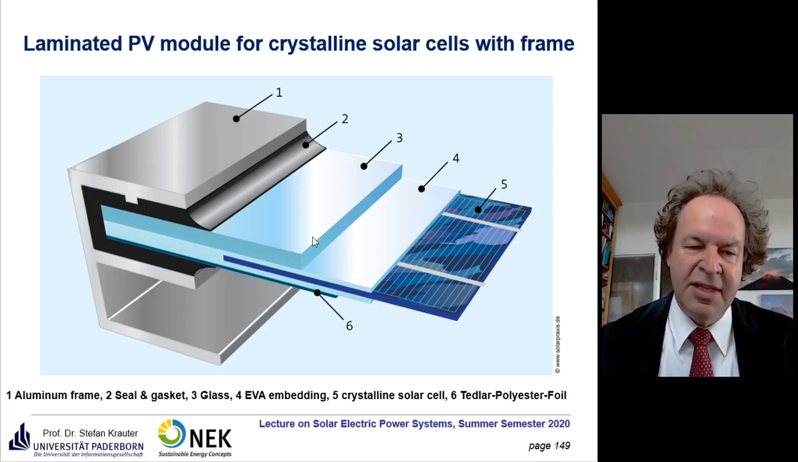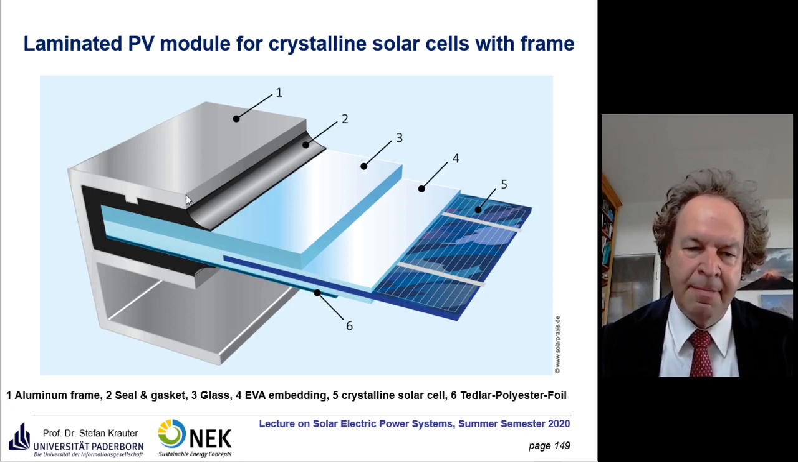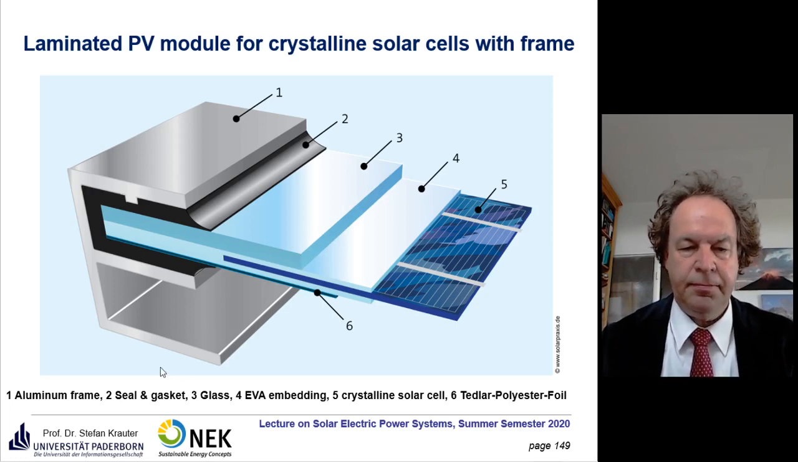So we have the glass here, in the vicinity of 4 millimeters, and then we have the sealing and the frame. Since a couple of years, even a highly hardened glass with a thickness of only 2 millimeters is on the market. And here you see the backside, number 6, the Tedlar polyester foil as back sheet, which, as I mentioned already, serves to protect against humidity.